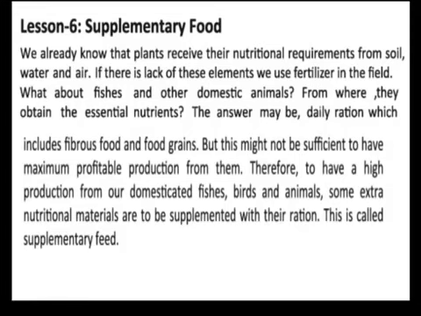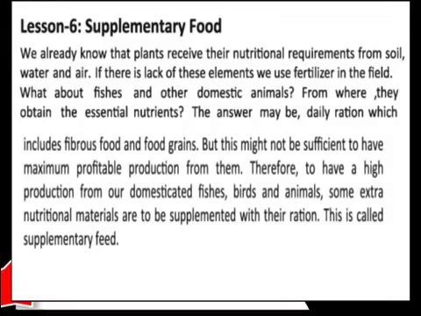in the field. So in case of fishes and other domestic animals, what about the fishes and other domestic animals? In case of any lack of nutrients, for fish and domestic animals, how can we make up? So from where do they obtain their essential nutrients? What are nutrients? A source of nourishment such as food that can be metabolized by an organism to keep energy and build resources.